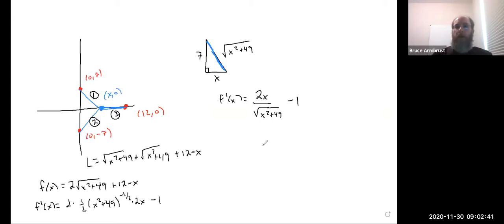So now we need to find critical points. All right, so critical points, we have to worry about where this is 0 or undefined. In terms of undefined, never happens. This denominator is never equal to 0 because x squared plus 49 is always at least 49. So it's never undefined, but we do have to worry about where it equals 0. So let's take a look at that. We're going to have 2x over the square root of x squared plus 49 minus 1 equals 0. Move that 1 over.